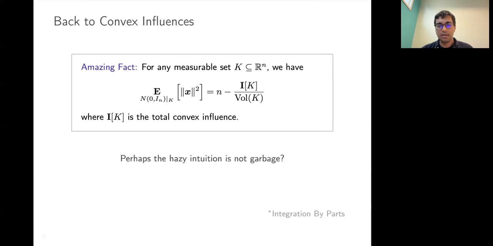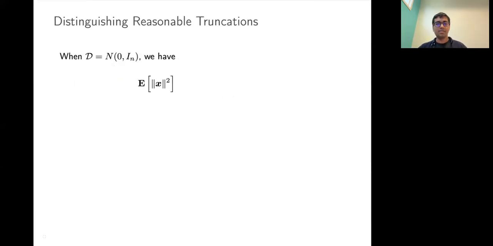And so this kind of suggests that maybe this hazy intuition is not completely wrong, right? We know that the influence is at least in radius times the volume, and so in radius times the variance. And so if we know that's big, then this is saying that the squared length of samples is going to be significantly smaller than n, right? So let's try to make sense of this.